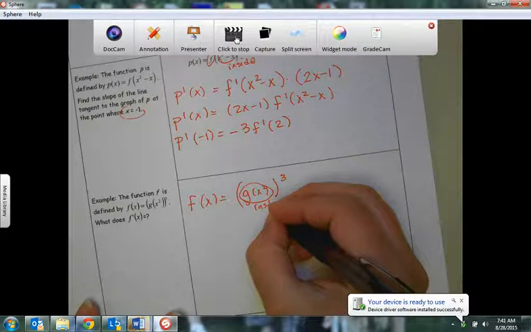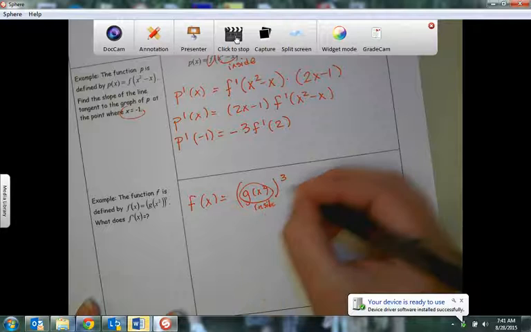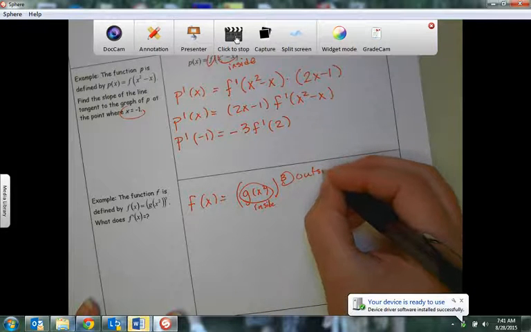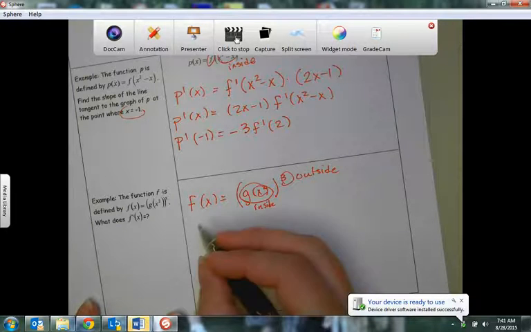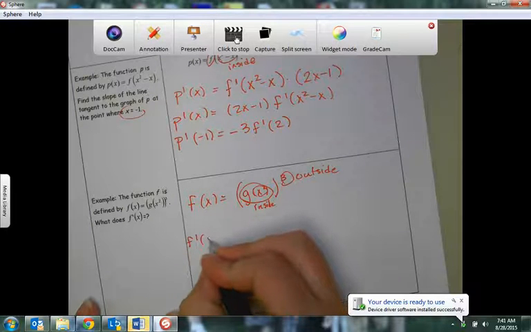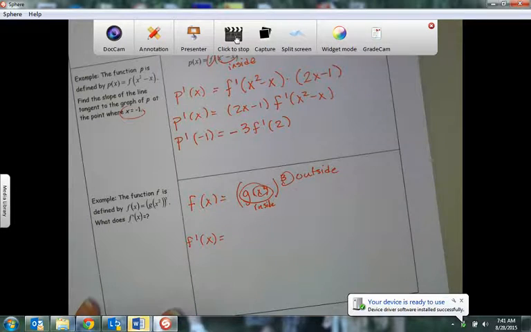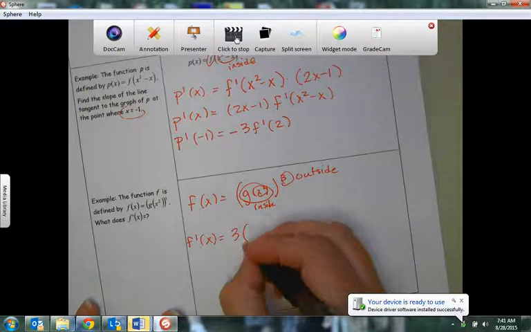Inside, outside. Oh, I got another inside though again. We're going to have a double chain. Chain, chain, chain. Alright. Derivative of the outside, leave the inside alone.